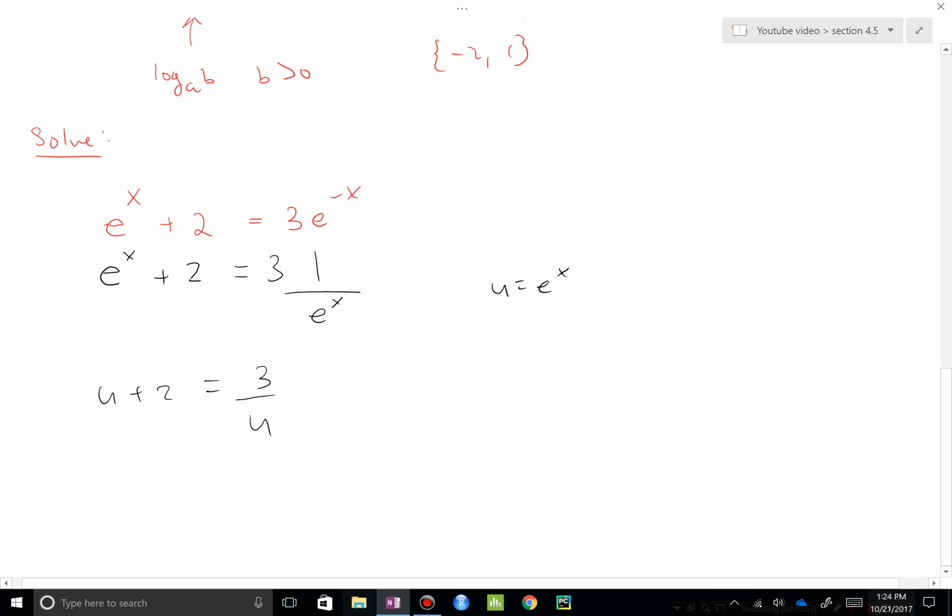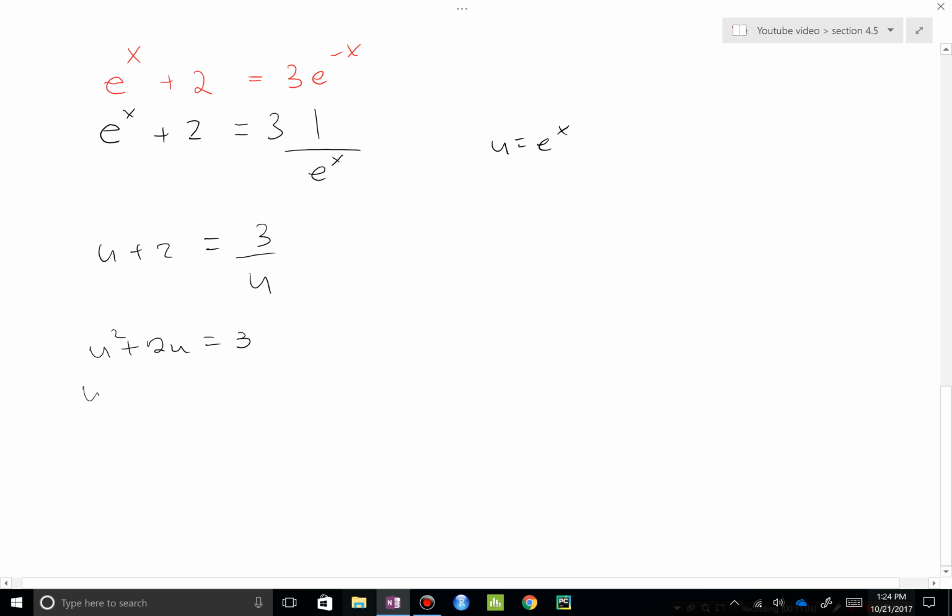And then when that comes through over u, can I solve this? Yeah, clear the fraction. I get u squared plus 2u equals 3. So u squared plus 2u minus 3 equals 0. U plus 3 and u minus 1 equals 0. So u plus 3 equals 0, u minus 1 equals 0. So u equals negative 3 and u equals 1.